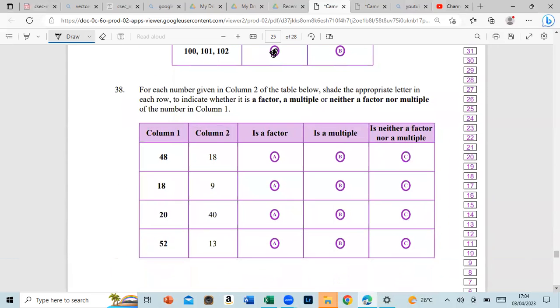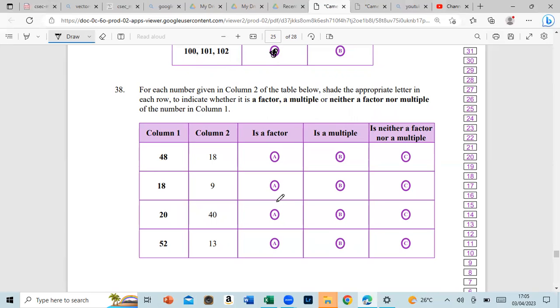All right, for 38 now, it says for each number given in column 2, listen to what they say now. For each number given in column 2 of the table, shade the appropriate letter in each row. Indicate whether it's a factor, a multiple, or neither a factor nor a multiple of the number in column 1. So let me break this down for you guys, because you have to read and understand. It's very important, because in the PEP you're really testing your critical thinking, not just with numbers, but reading and understanding.